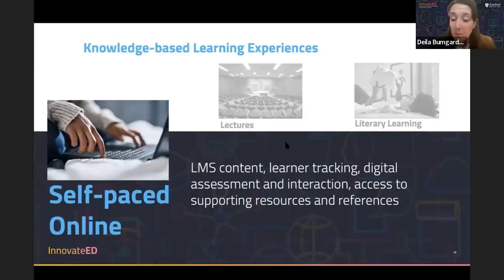You have digital assessments. You can get feedback as a designer on the way that people are interacting with your materials, the way learners are interacting. And you can provide constant access to supporting materials and references. Whereas in a lecture situation, once the subject matter leaves the room, then that access is often cut off.